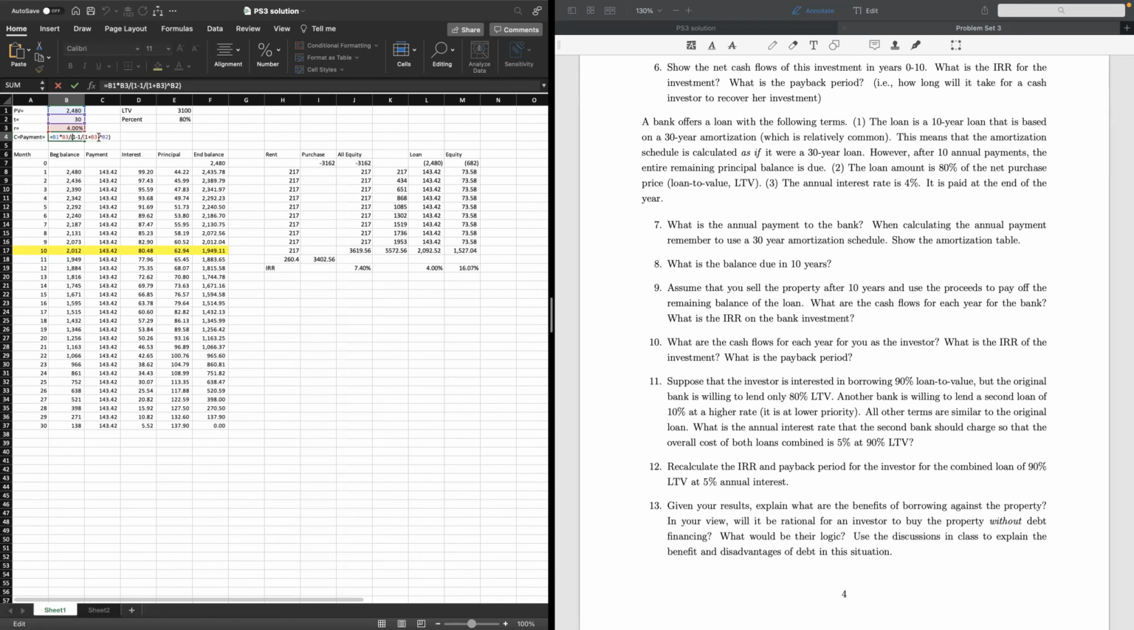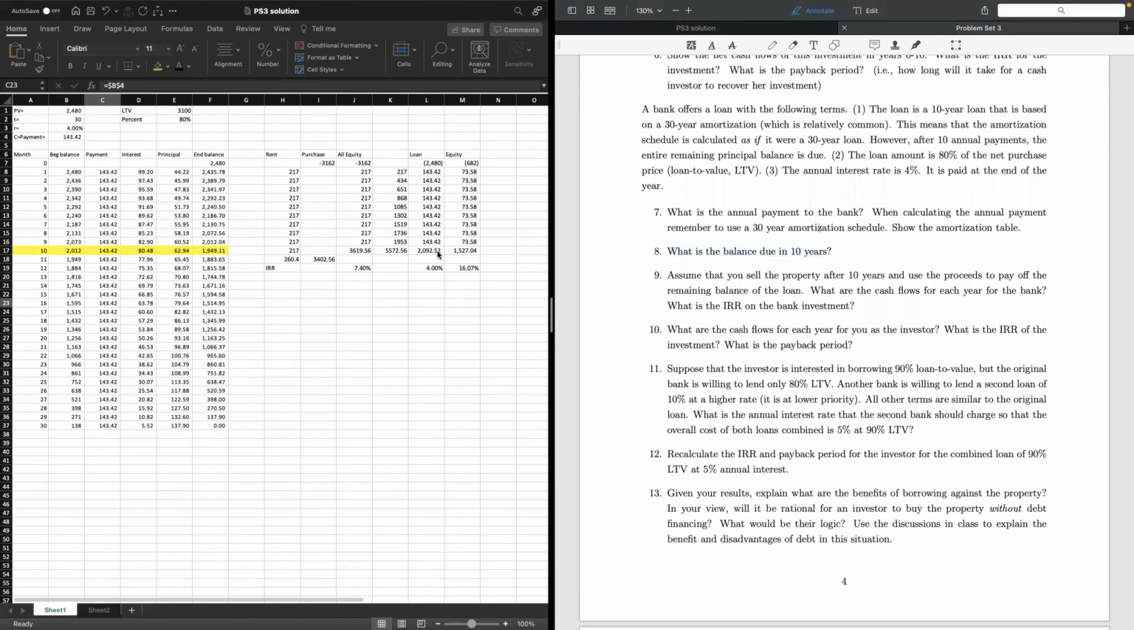The annual payment to the firm, to the bank, sorry for that. And still it is in 1,000 basis. This is the payment, and this is the interest. Everything here is very standard, following the amortization table that we covered in class. And what is the balance due in 10 years?